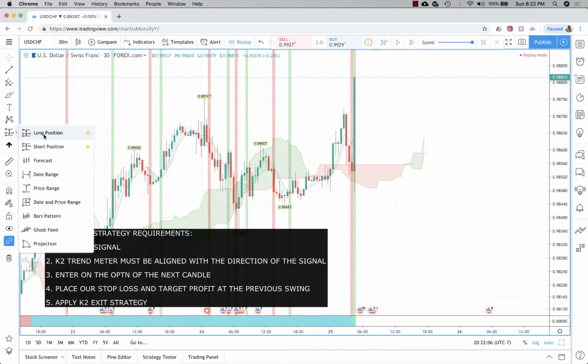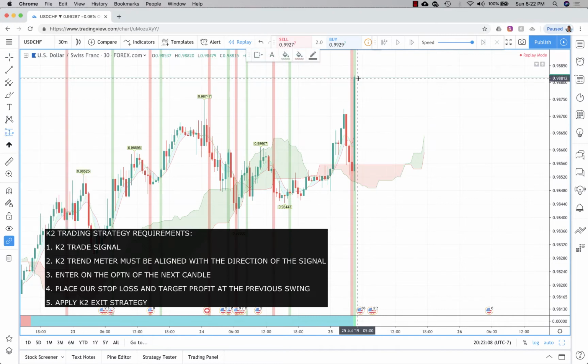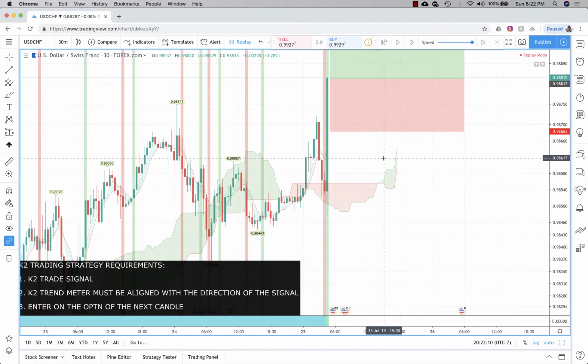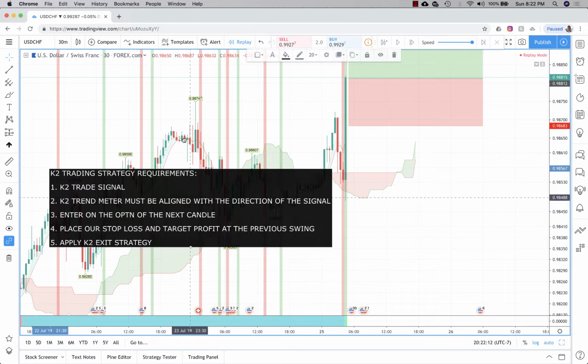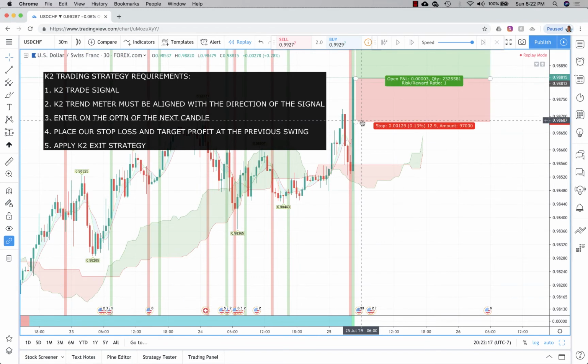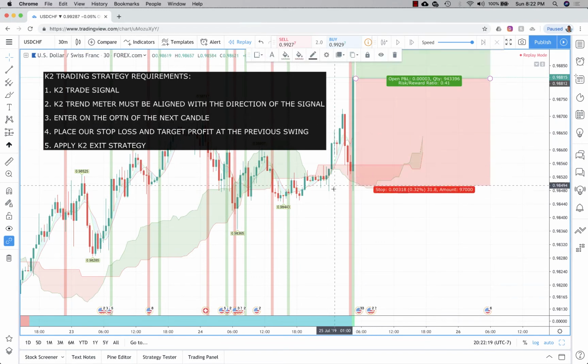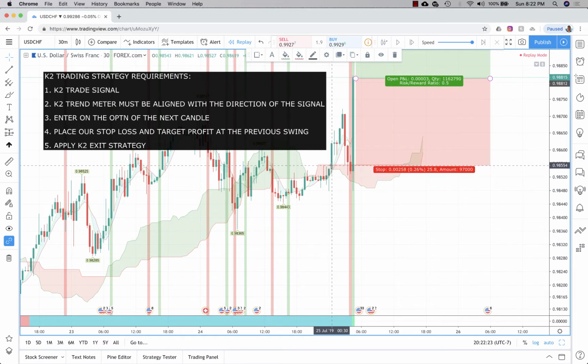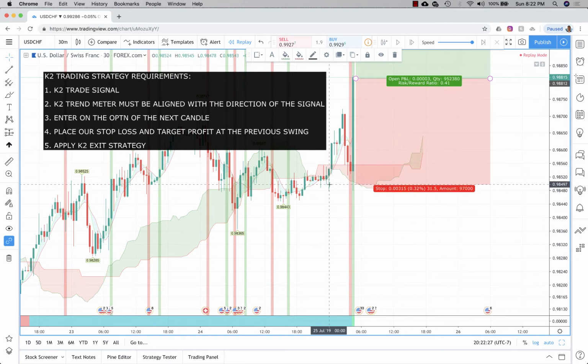So in this situation, we'd enter a buy position on the open of the next candle, which would be right here. And then we would place our stop loss and target profit at the previous swing. So the previous swing's down here, so you can either put it down here, or you can also put it at either the first touch of the cloud or the second touch of the cloud. So I'd put it right here. This seems like a good safe location.